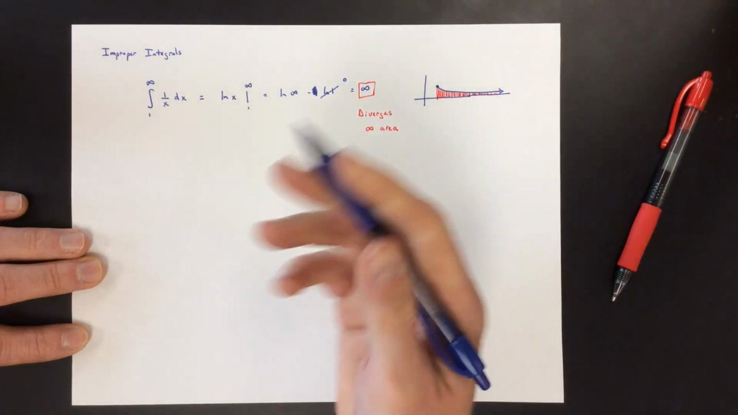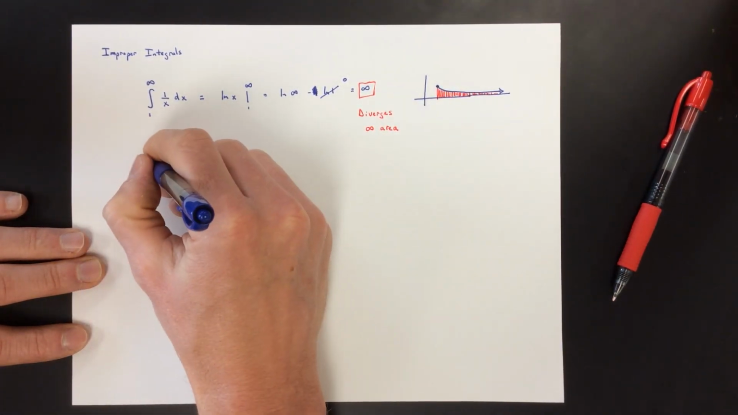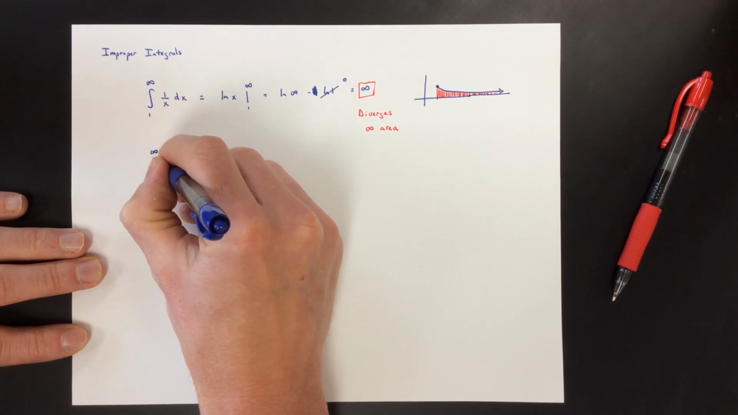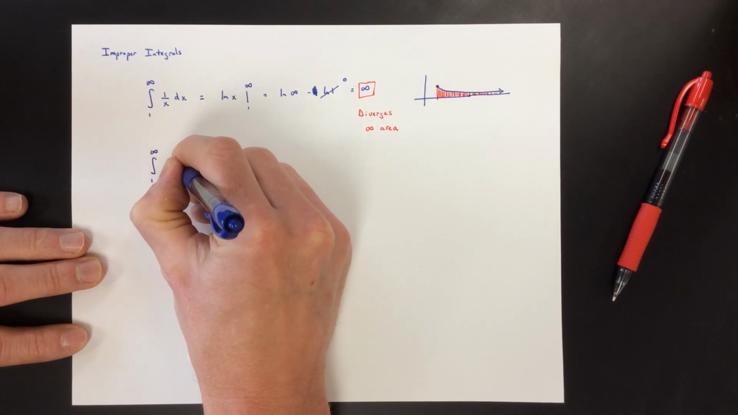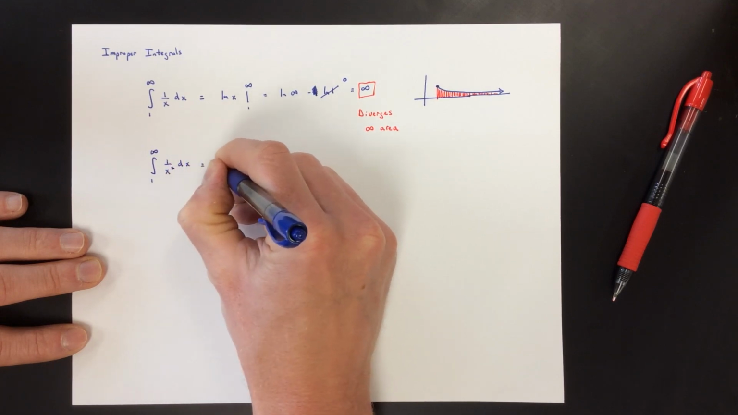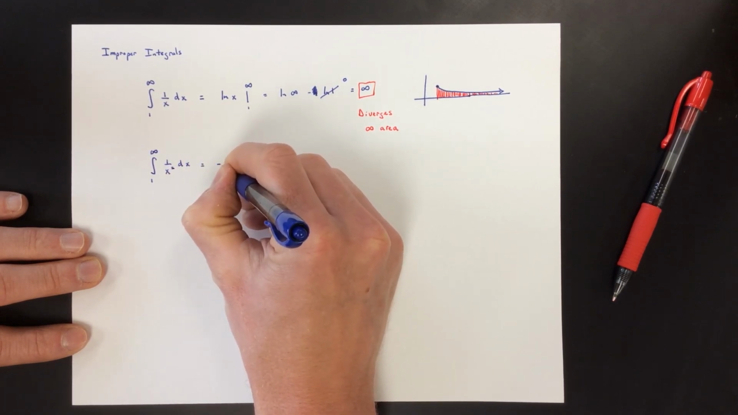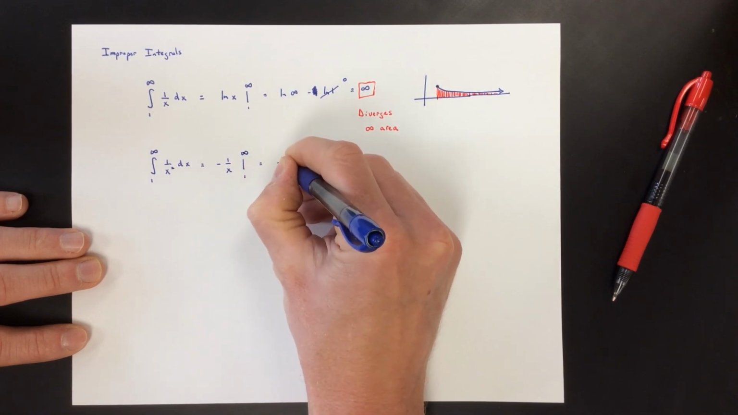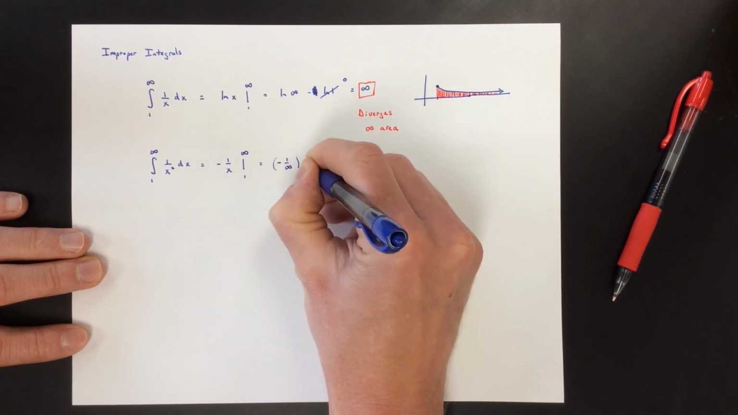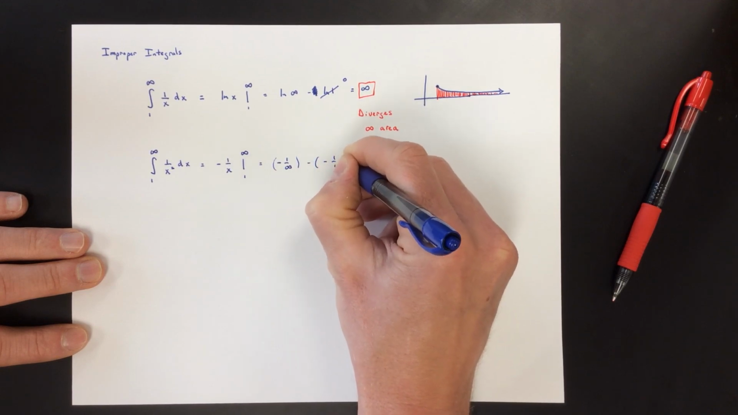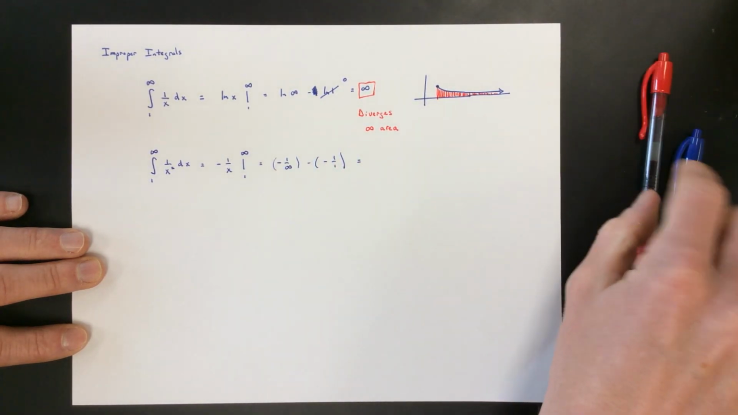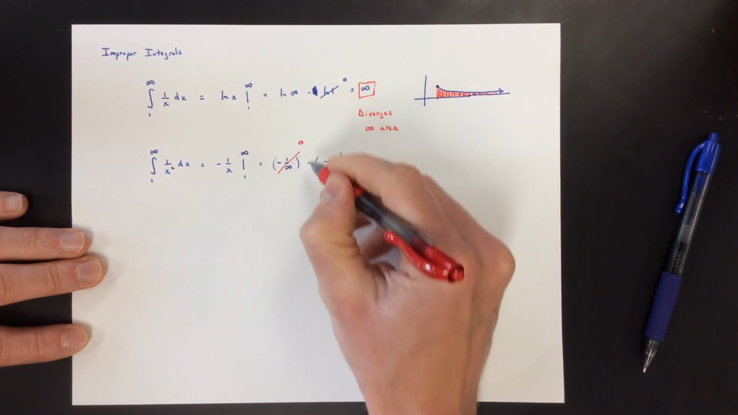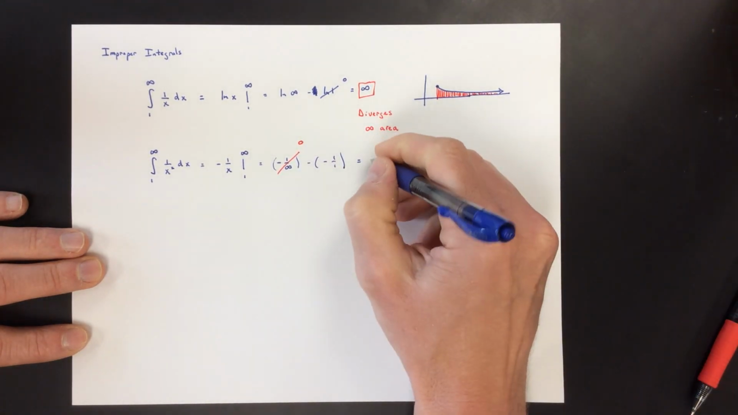Okay, let's look at a different curve, and it's similar. The integral from 1 to infinity of 1 over x squared dx. Well, the integral of 1 over x squared is negative 1 over x evaluated from 1 to infinity. So that's negative 1 over infinity minus negative 1 over 1. Well, 1 over infinity is just 0, and negative 0 is just 0. Then minus negative 1 is just 1.